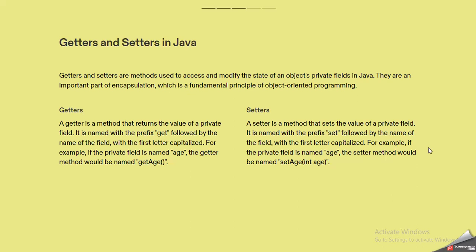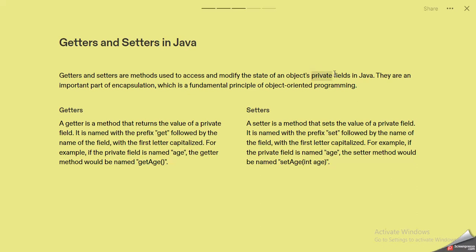For example, if the private field is named age, the setter method would be setAge, and in that setAge you will be giving the parameters. So the get method returns some values, and in the set method, basically setters, we pass the value into the function. This gets something and returns something, and this sets some values. Both of these are used to access the private fields.